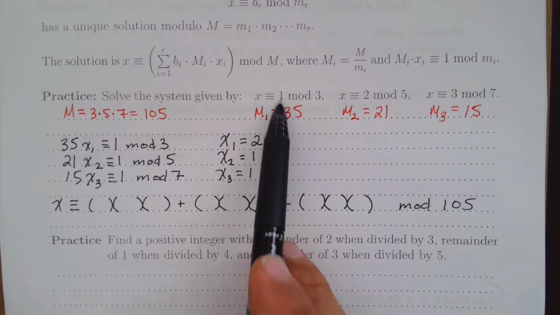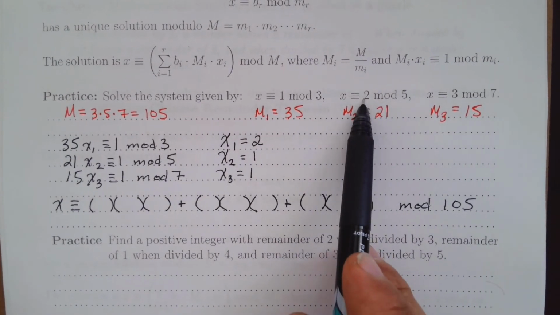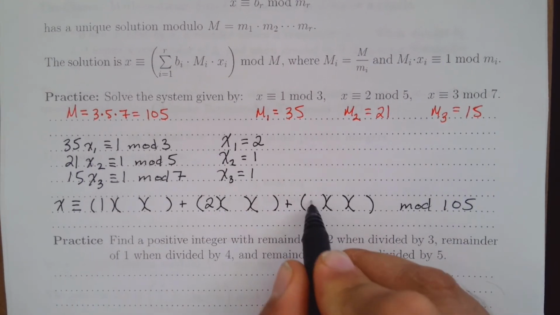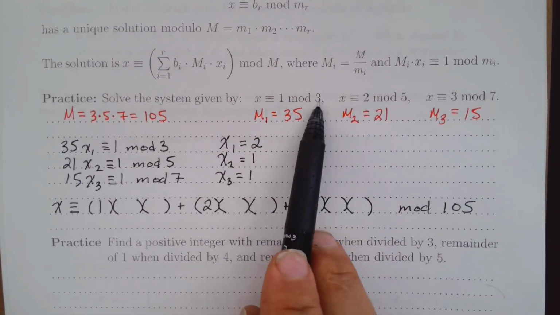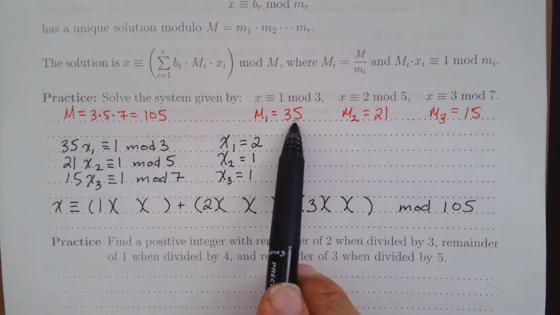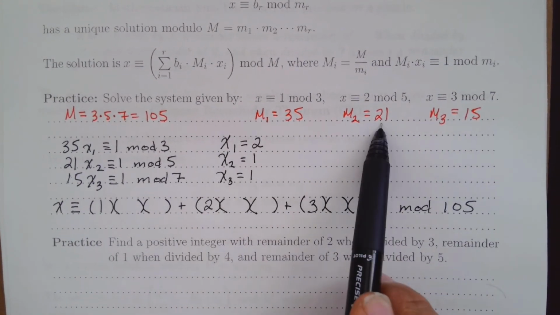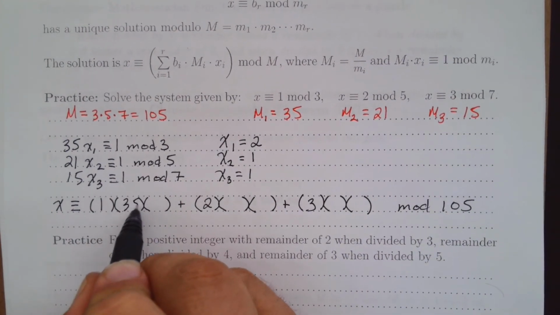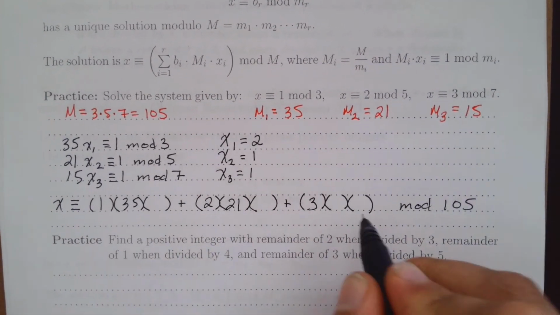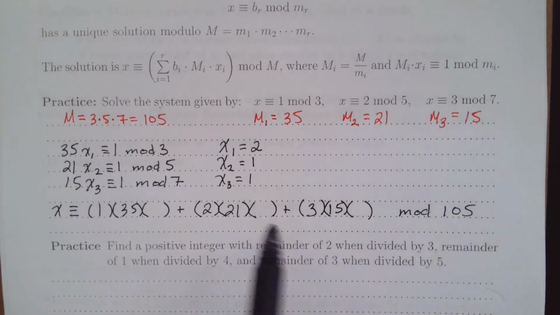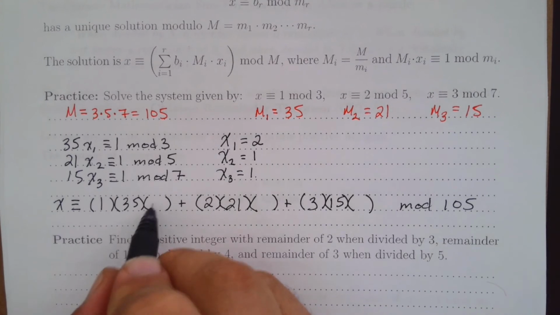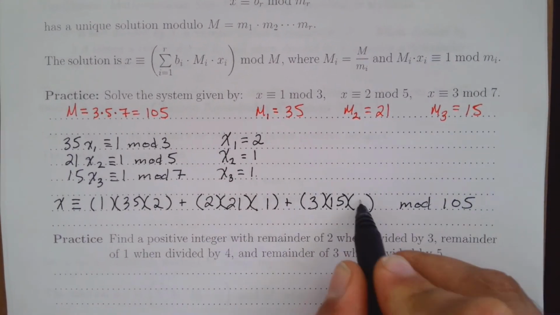Okay, so let's go ahead and do that and put everything in the right place. So b sub i, that's b sub 1, b sub 2, b sub 3. How convenient for us. 1, 2, 3. Right? We have cap M sub 1, cap M sub 2, cap M sub 3. So that would be 35, 21, 15. And then we have x sub 1, x sub 2, x sub 3. So that's 2, 1, 1.